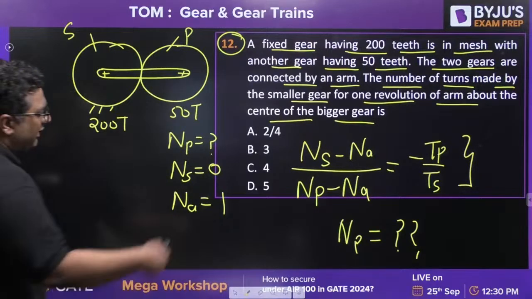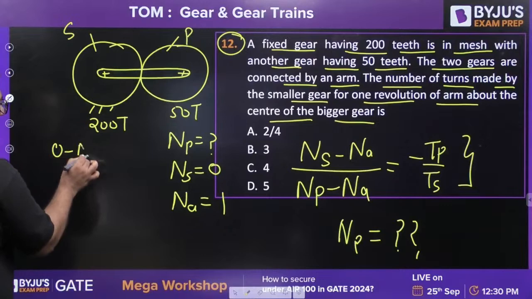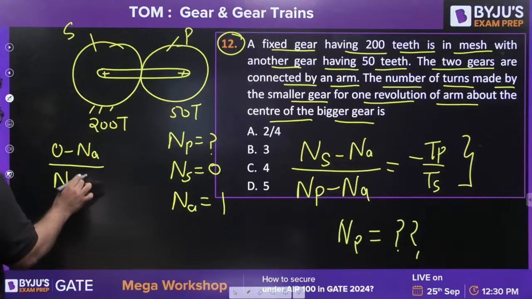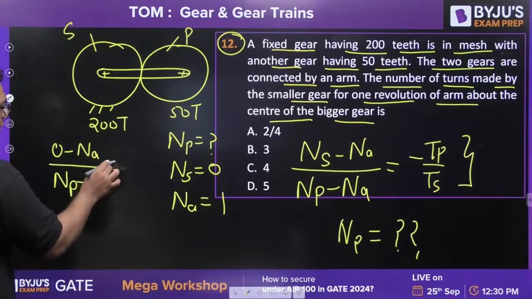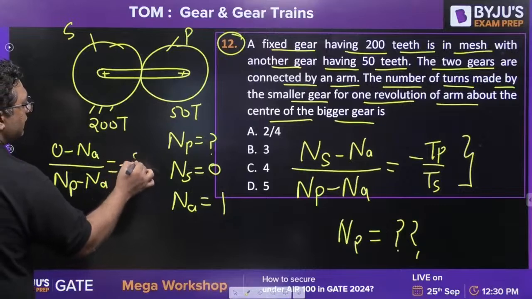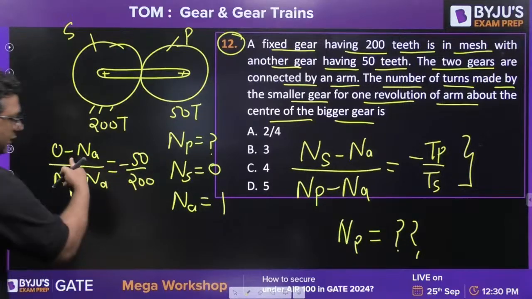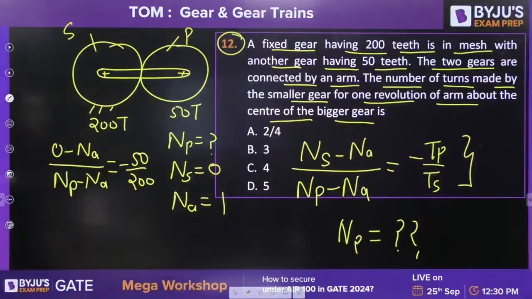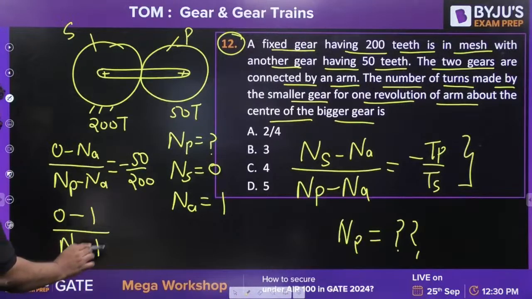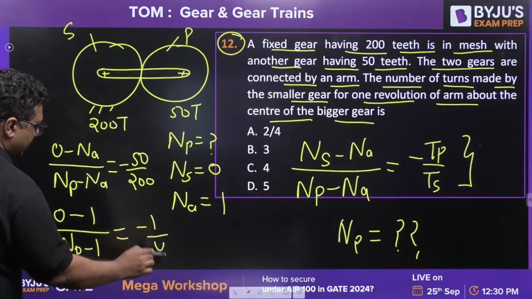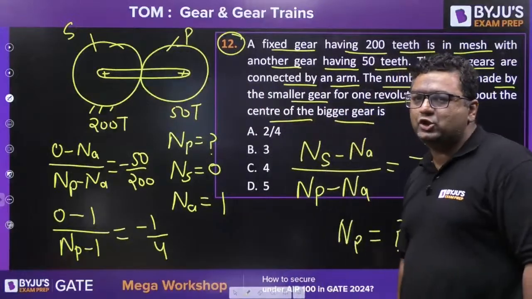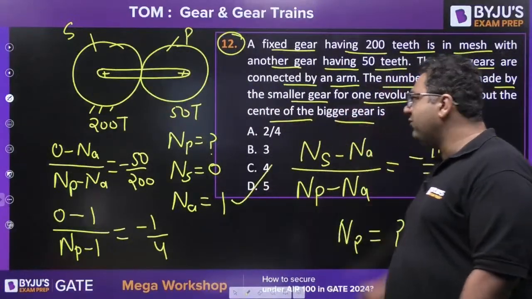So you will be putting the value: sun is 0 minus N arm, planet needs to be calculated. N arm is minus 50 by 200. This is given as 1 revolution. So you will put the value of 1. Very good, Naveen, Divyan, Shubham, Teju and Midun. The answer is D for this.